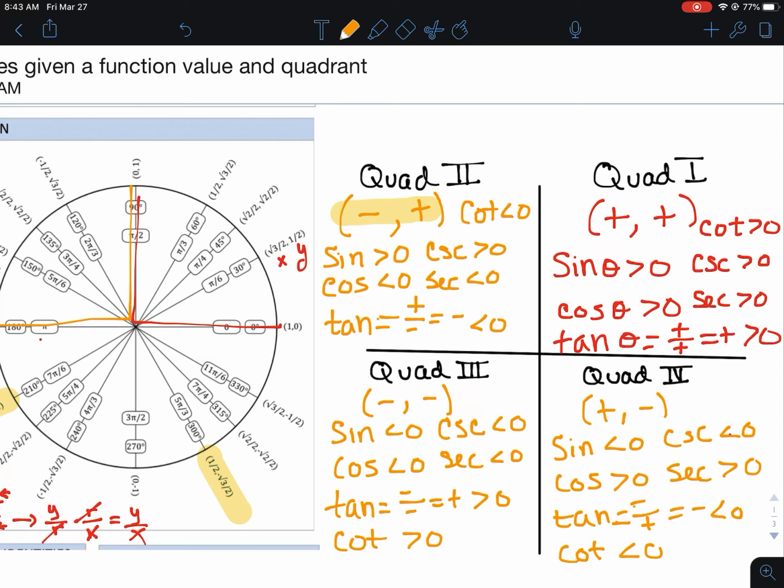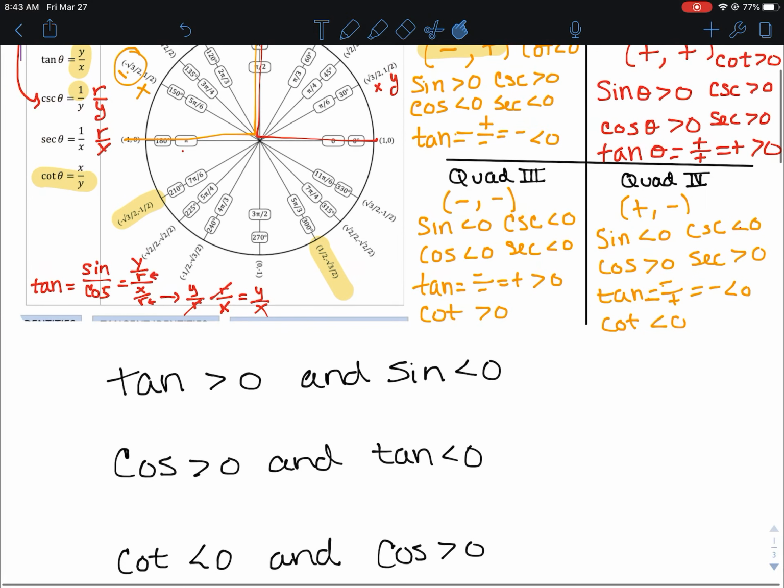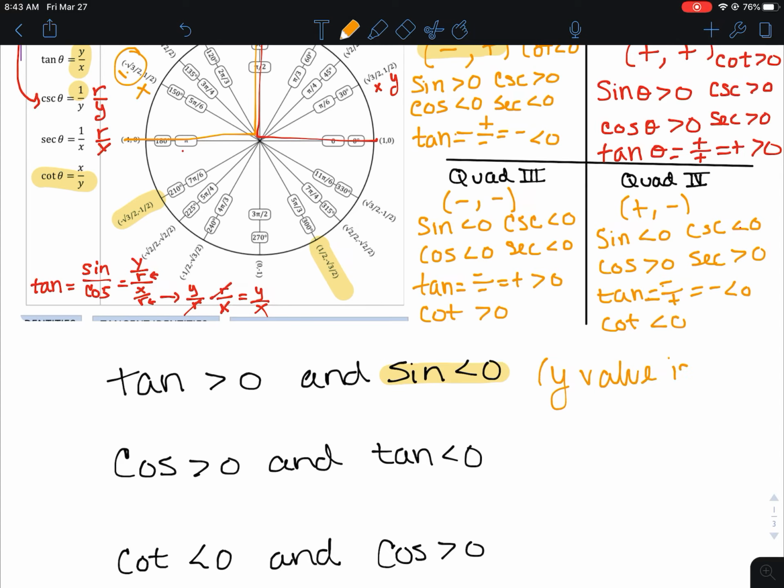So this little chart is going to be really helpful for you when you start to do some of the practice here. So first, let's see if we can figure out a few of these problems. All of these questions here, I want to figure out where is tangent positive and sine negative, and in which quadrant does this happen? Well, if the sine is going to be negative, then that's where the y value is negative.